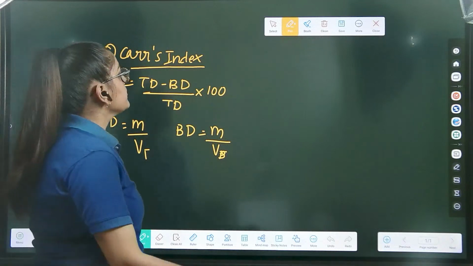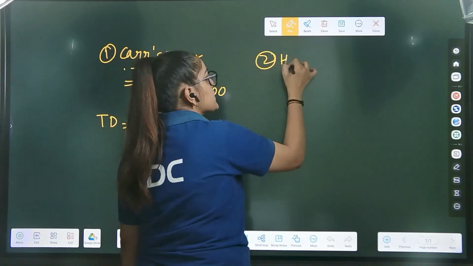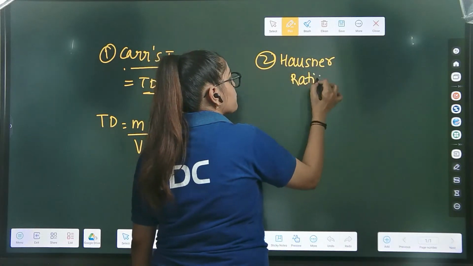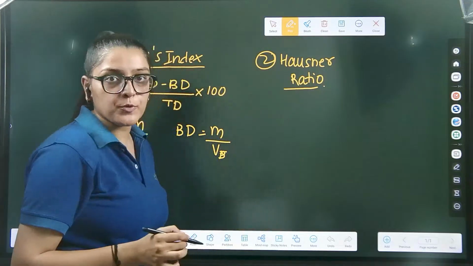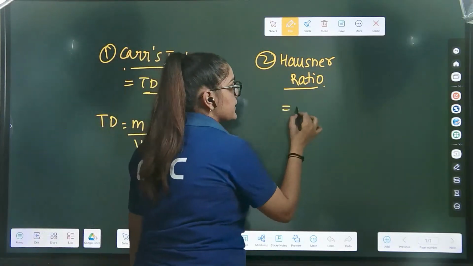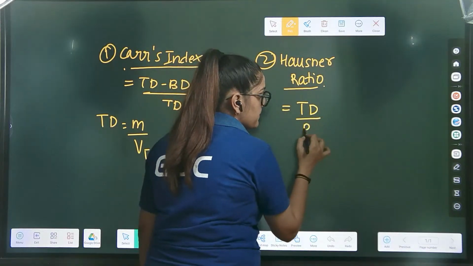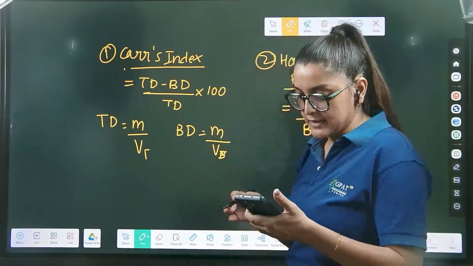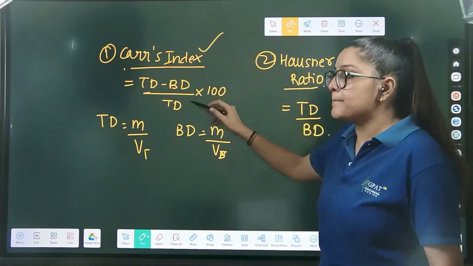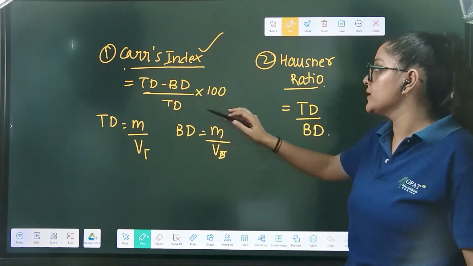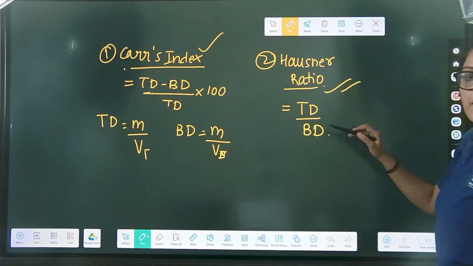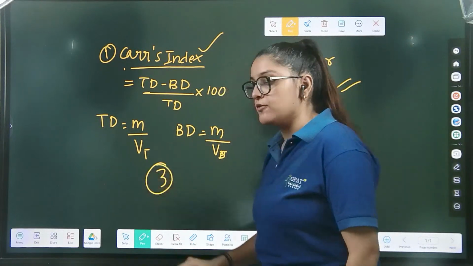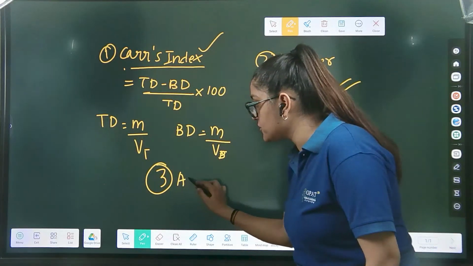Then the second is the Hausner ratio. Hausner ratio is another method for evaluation of the powder flow property. Carr's index was tap minus bulk upon tap into 100, whereas Hausner ratio is tap density upon bulk density. Third and final method we have is the angle of repose.